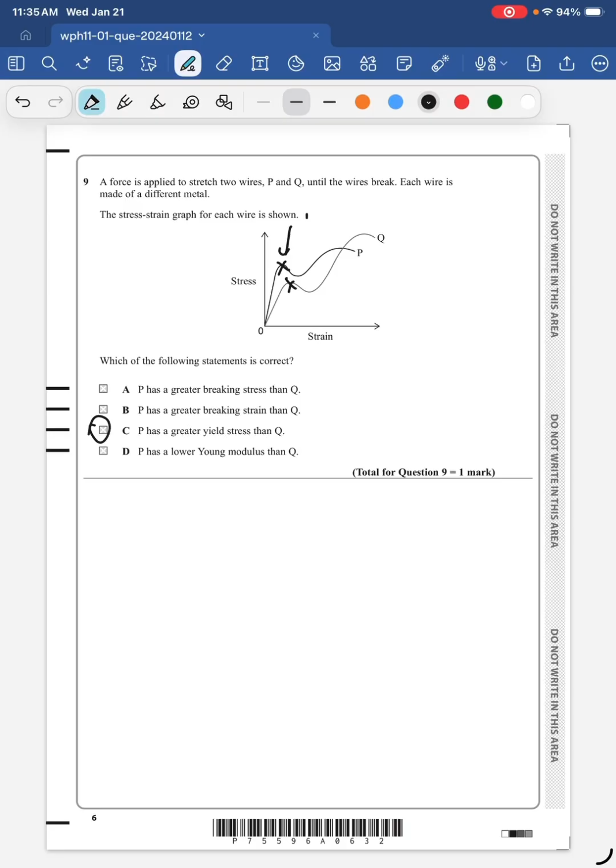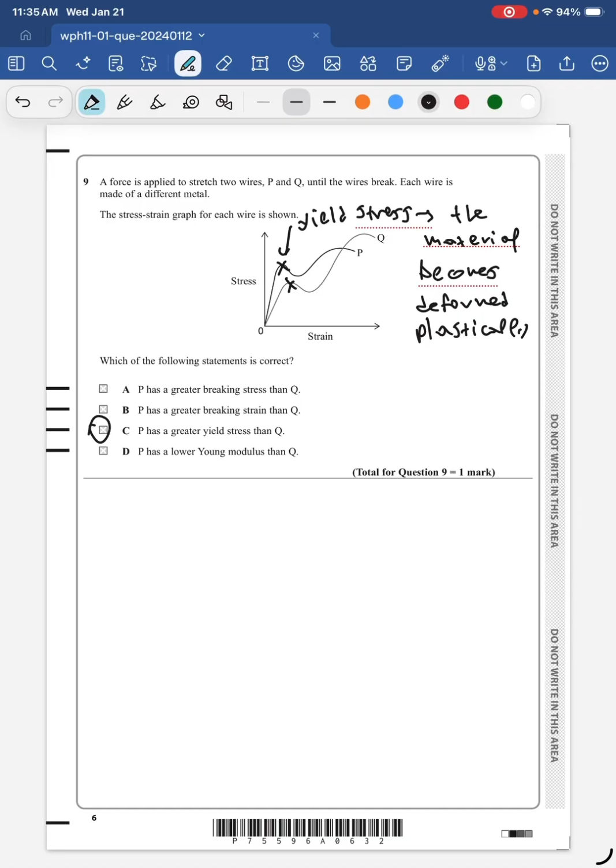Okay, so I'm going to put it there: yield stress, the material becomes deformed plastically. Plastically means it cannot go back to its initial condition. I mean, it kind of starts breaking, okay?